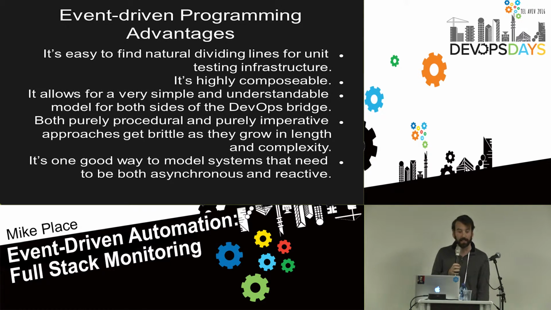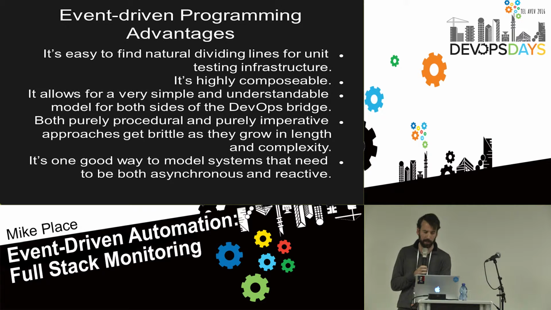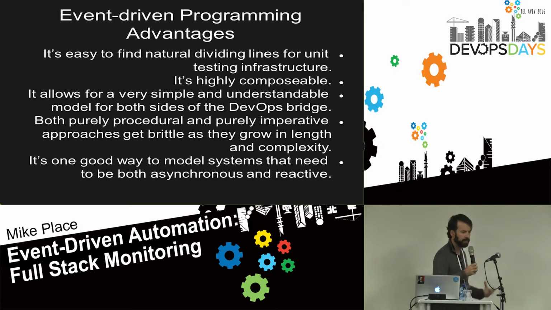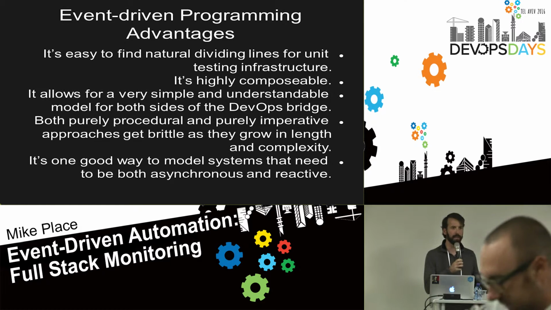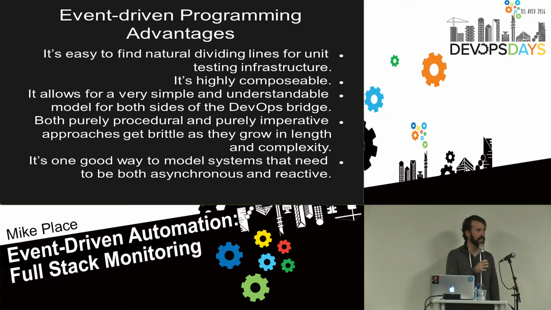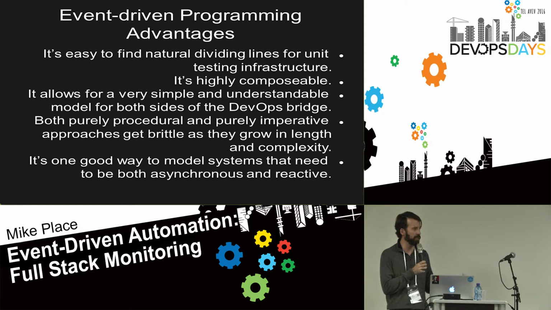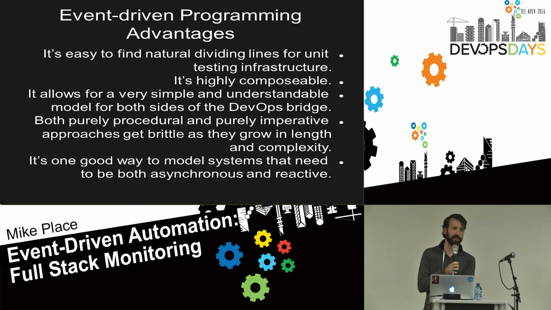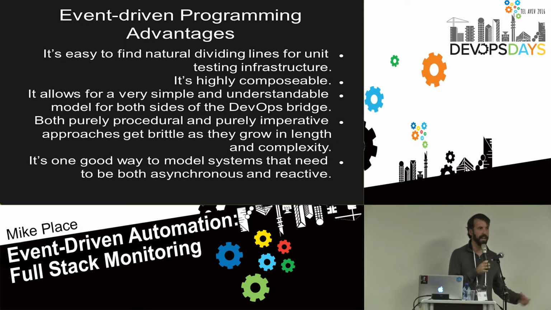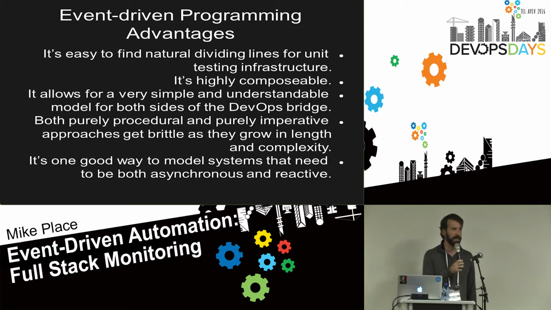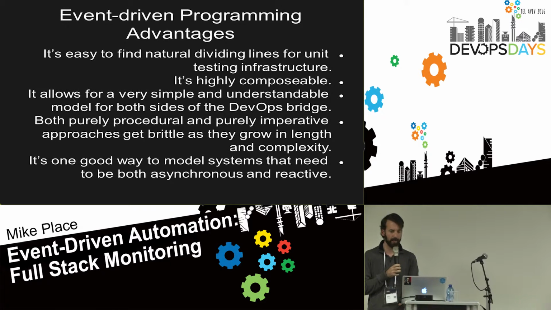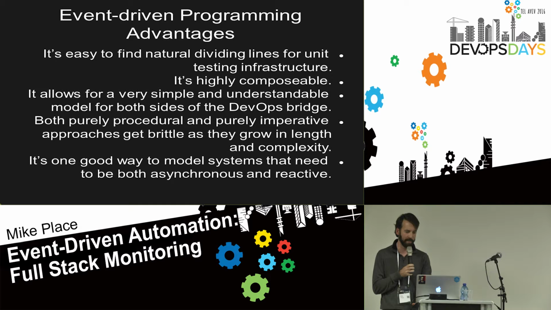First, I think it's easy to find natural dividing lines for unit testing one's infrastructure. It's highly composable. And I think most importantly, event-driven programming, or as we'll see, event-driven infrastructure, makes it very easy and simple to have a common platform for both the dev side and the ops side to speak. Okay, so if you have a singular message bus, a singular plane for your application to put telemetry events onto, that, for example, your config management system can dip into, all of a sudden you can have these formerly siloed components listening for events and reacting accordingly. And it's the breakdown of these silos that I think has tremendous potential.